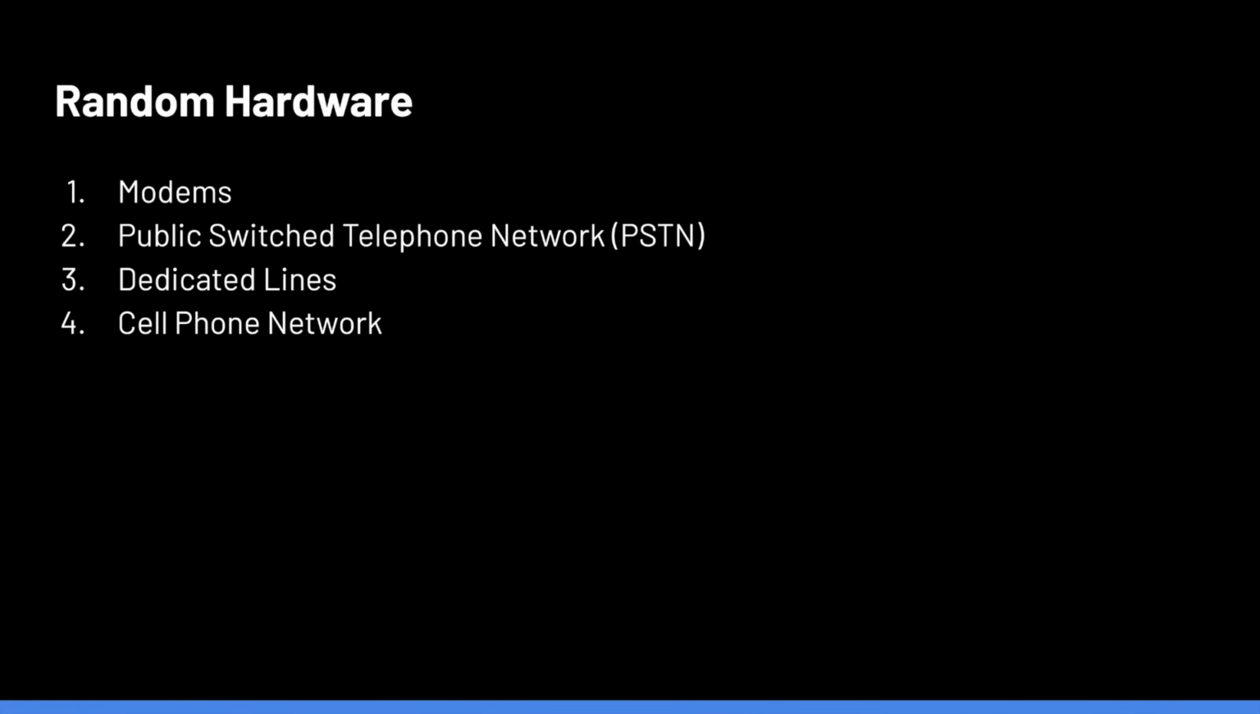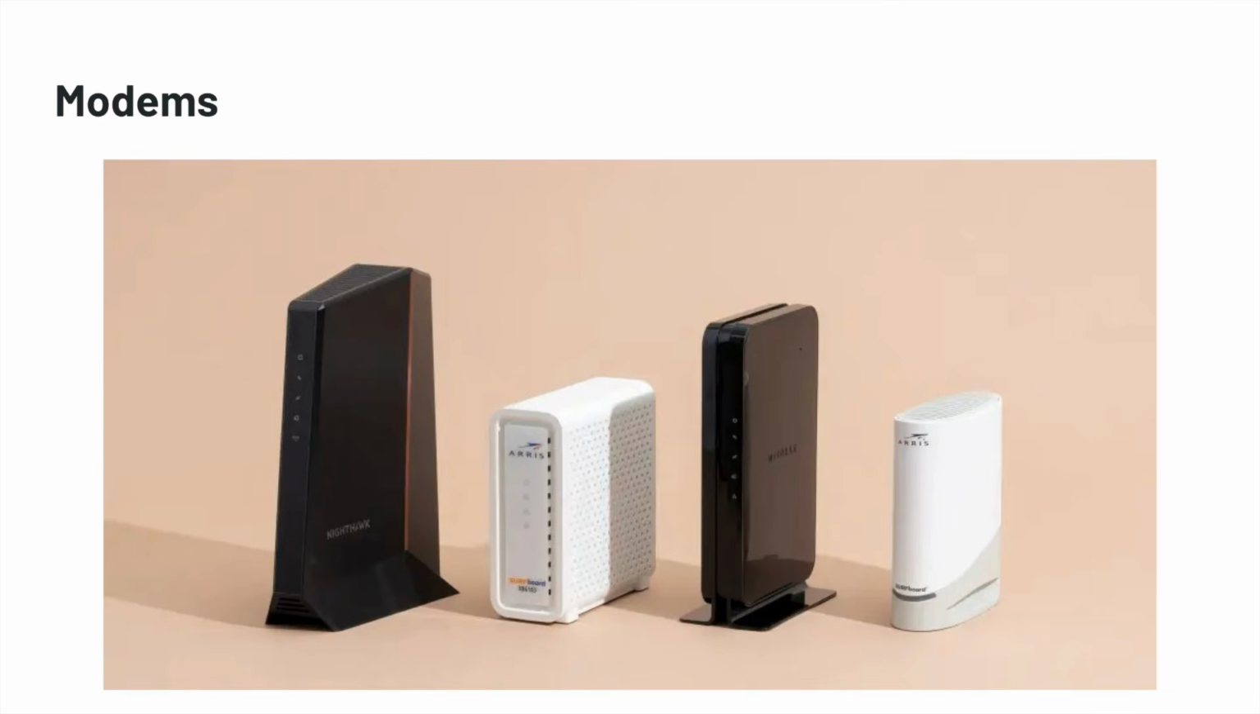Okay, so now our last section is on random hardware. These are just random devices or random systems that are somehow part of this topic and are somehow tangentially connected to the internet or communications in general. So let's get started. First is a modem. You may or may not have seen these. These are basically something we use to connect to the internet. And in a lot of cases nowadays, these modems are combined with routers and wireless access points.